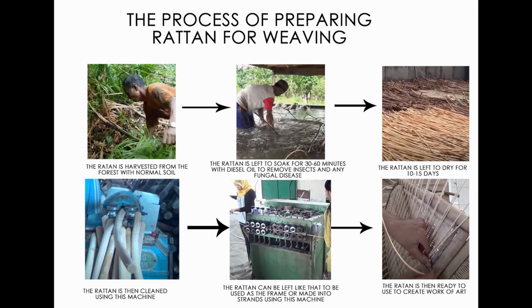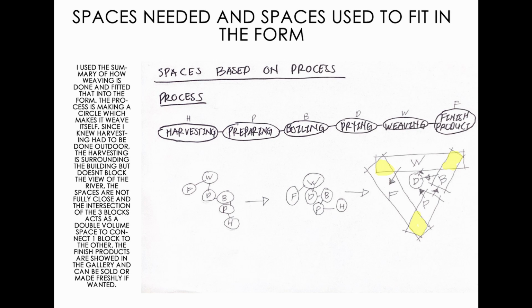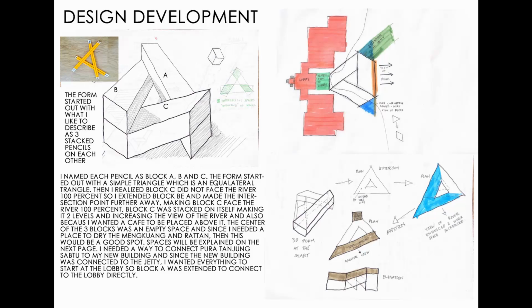Basically, from all of this, I got a process and I wanted my building to have a process. So the spaces follow the process, and then I came up with a form which I call three pencils stacked on each other. The pencils are named block A, block B, block C for easier reference later. And then how I'm going to connect to Purata Sabtu, and my design development of the generic shape.